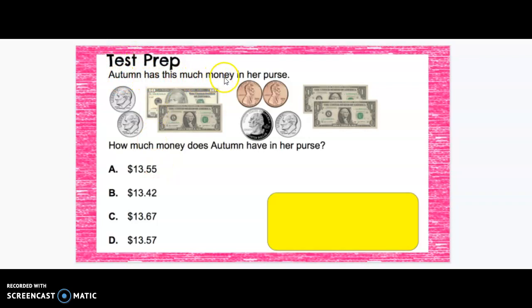Autumn has this much money in her purse. How much money does Autumn have in her purse? So I have some bills, I have some coins, and I have some more bills over here, okay? Before I start counting, I'm going to put my hairs on my money. I'm going to give my dime 2. I'm going to give my penny a bun. And I'm going to give my quarter 5.